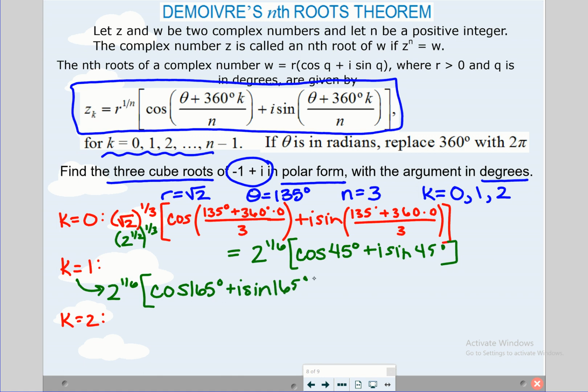And let's do the last one. If k is 2, it's going to be 2 to the 1/6, or the 6th root of 2. And then I'm going to make k 2. So 360 times 2 is 720, plus 135 is 855. Divided by 3, I think that's 285. Am I right? Yes.